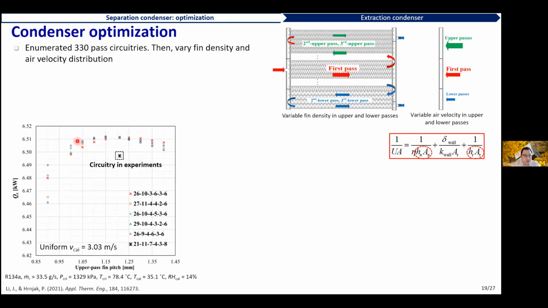So here, this shows one example in which, at the uniform air inlet velocity, I changed the upper fin density while maintaining the total fin number the same. And we can see that as we decrease the fin pitch, which means increasing the fin density in the upper pass, this is like giving more heat transfer area to the upper pass, where the heat transfer coefficient on the refrigerant side is higher. So we can see that it effectively increases the condenser capacity, and the highest is around here.